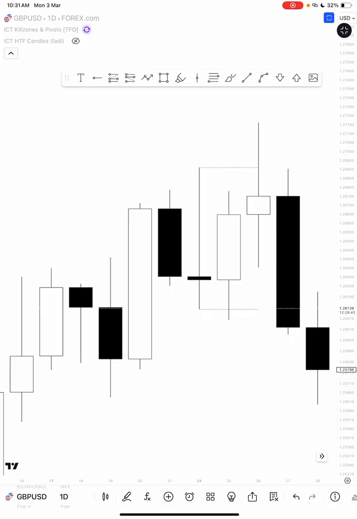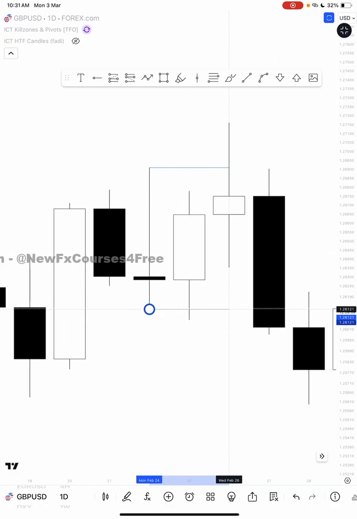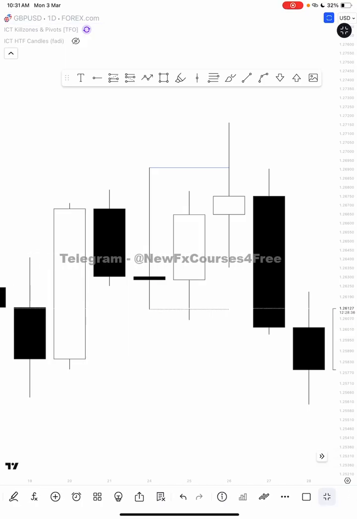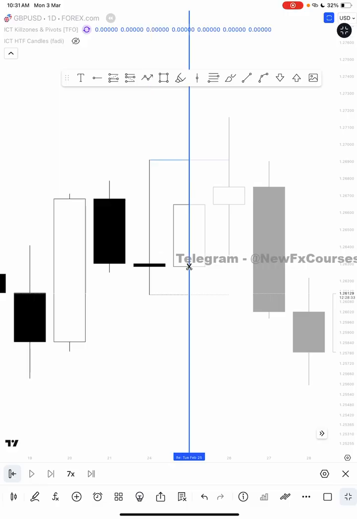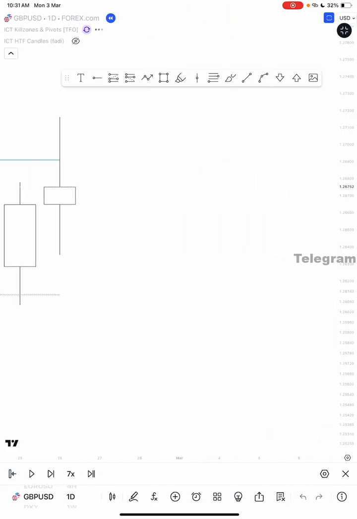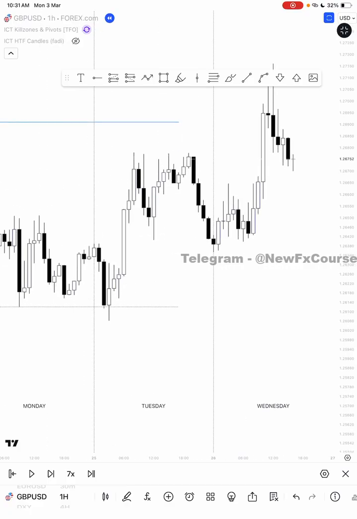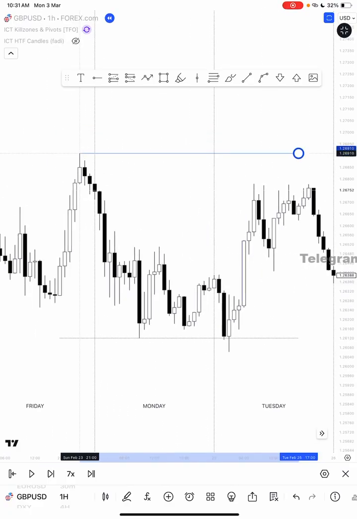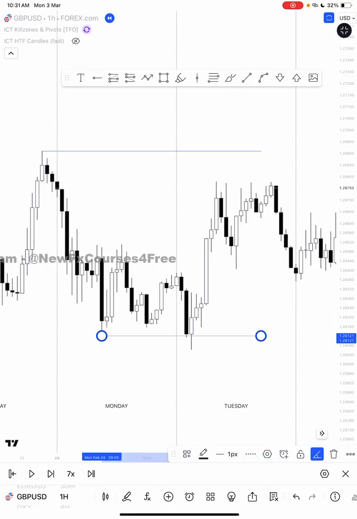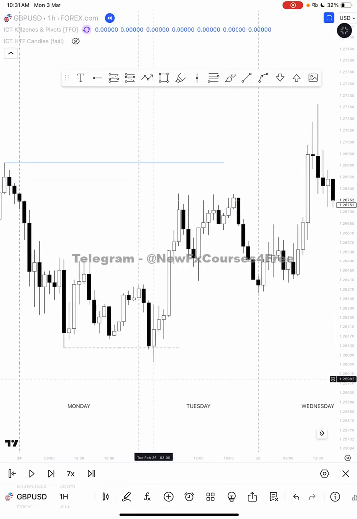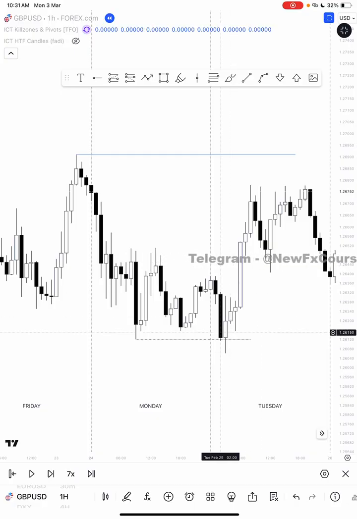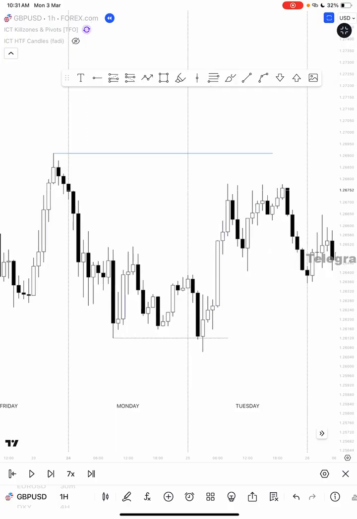So here, long-term draw on liquidity, short-term draw on liquidity. Let's go to the lower time frame. So here on the 1 hour time frame, sorry for the noise in the background. Here we got our Monday's low, which was swept on Tuesday, with this candle sweeping this low, then closing back into the range.